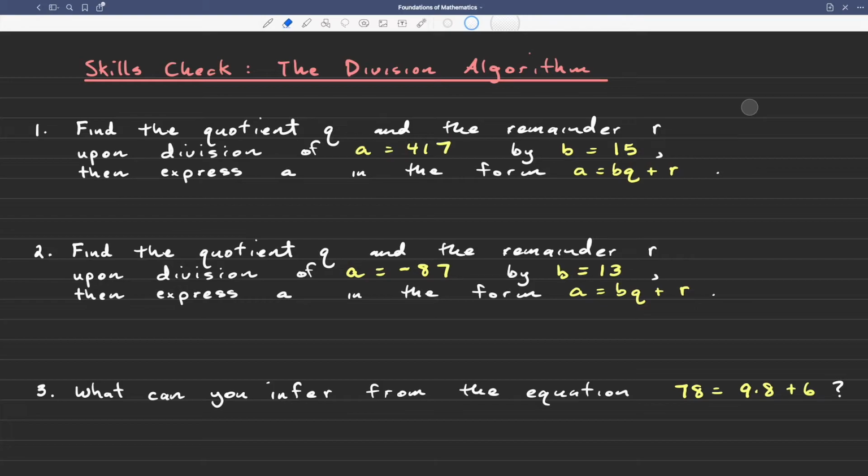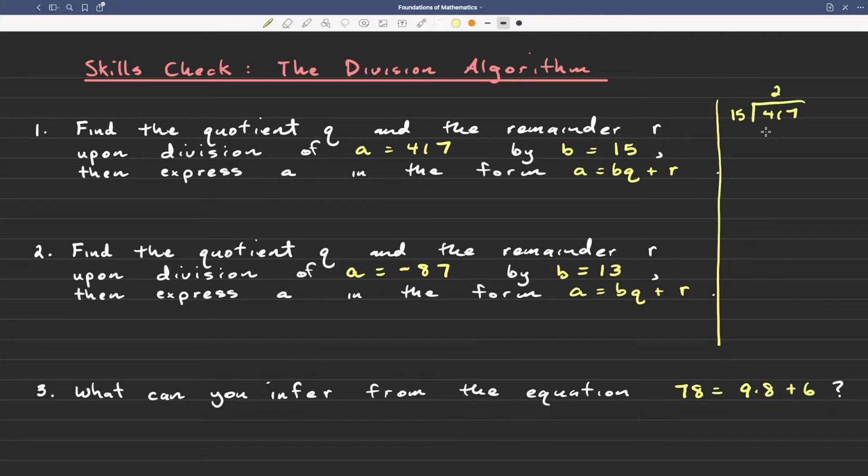All right, welcome back. So let's take a few minutes to run through these problems. Make sure you did them correctly. Set up a little room to do some scratch work over here. So for the first one, we need to divide 417 by 15 and find the quotient and remainder. So let me just do long division over here on the side.